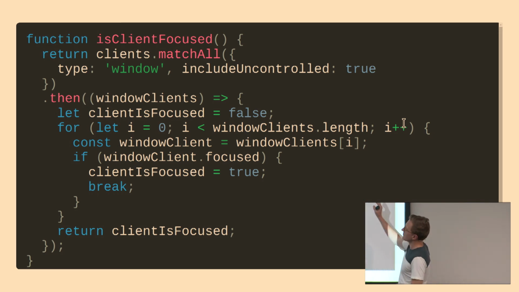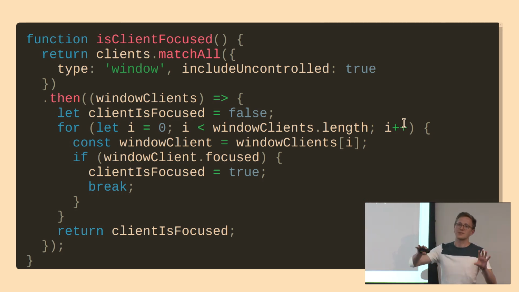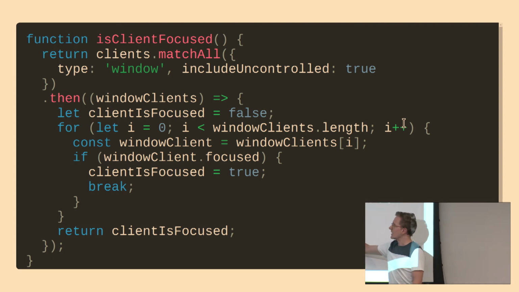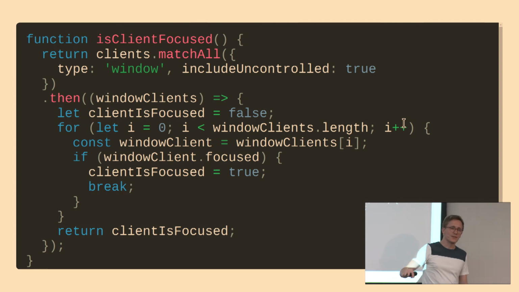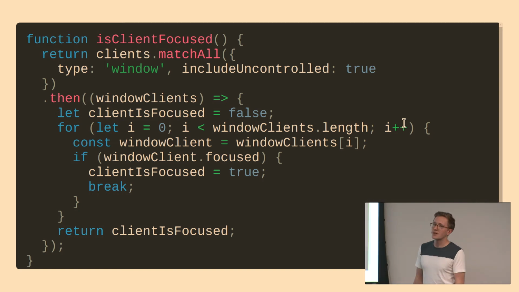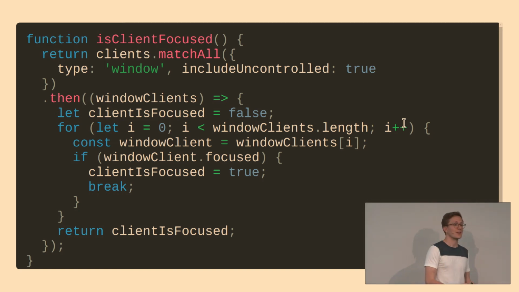And then we get this list of window clients. This is every single tab the user has open for your origin. And then we go through each one and say, is the window client focused? The minute you find one that is, that means you don't need to show a push message. You can just completely bail out at that point and say, cool, I won't show a notification. The browser will not show its default notification. You're all good. It's a very minor thing, but from a user experience standpoint, it's very, very good.